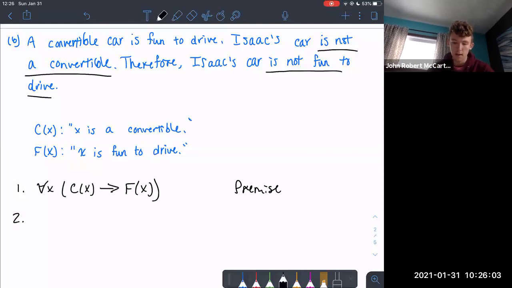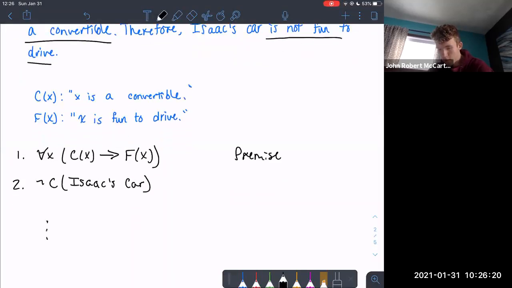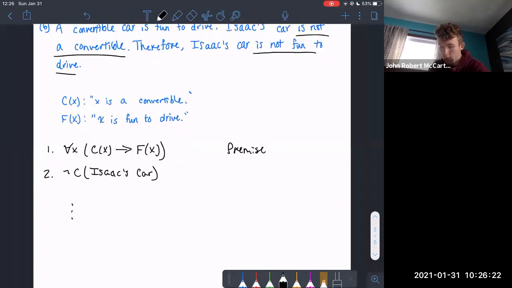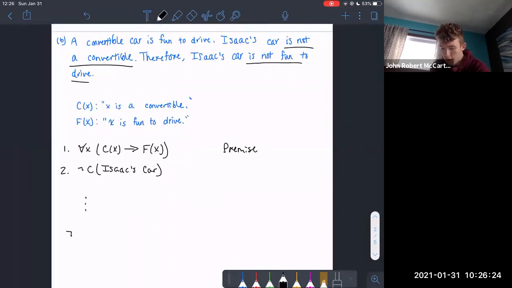Isaac's car is not a convertible. We're saying something about a very specific car. So not a convertible, that's the negation of C. And we're doing that for Isaac's car. And we want to eventually show that Isaac's car is not fun to drive, or the negation of F with Isaac's car plugged in.